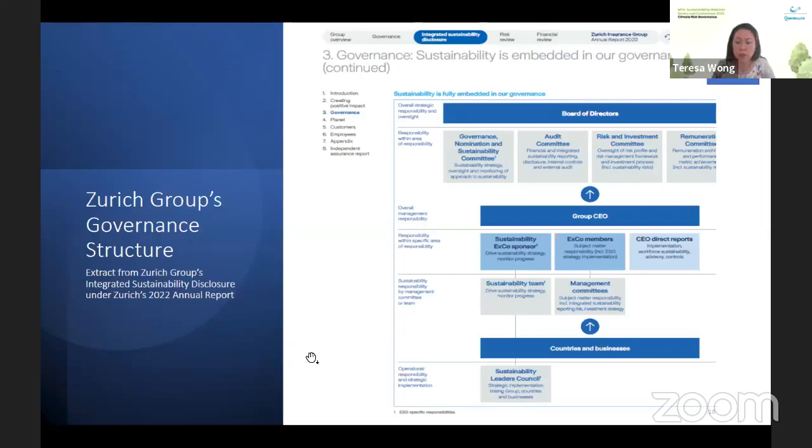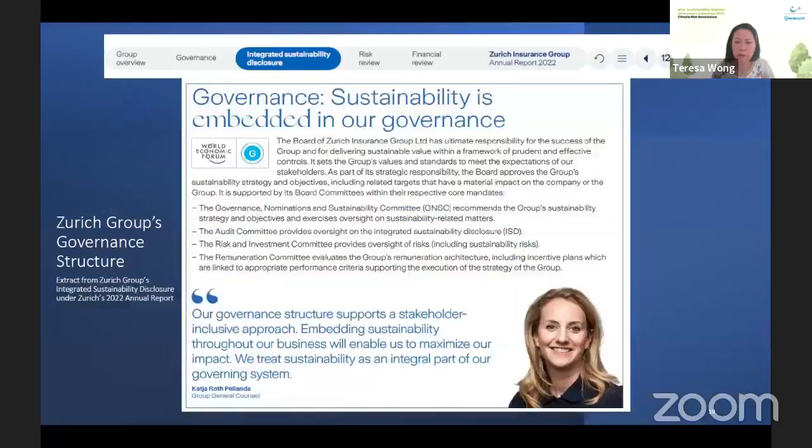Then we've got management committees who are subject matter experts, and this includes integrated sustainability reporting, risk and investment strategy. Going down the chart, this would flow down to the various countries and business units globally for Zurich. And we have the operational responsibility for strategic implementation, which would be the Sustainability Leaders Council, and this would be in the various countries, including group functions. Okay. If we can go on to the next slide.